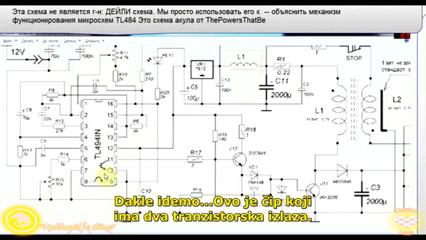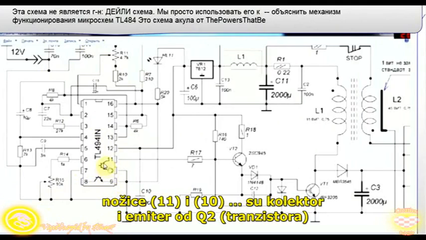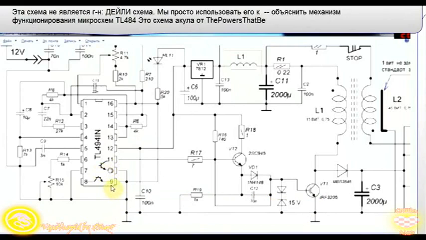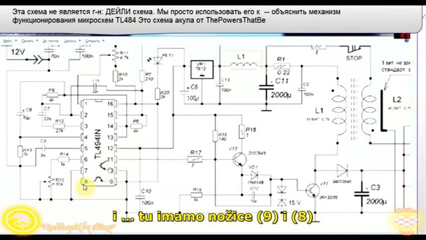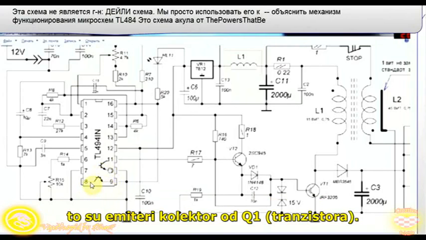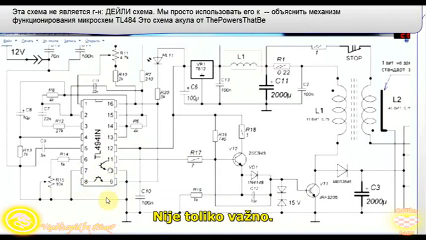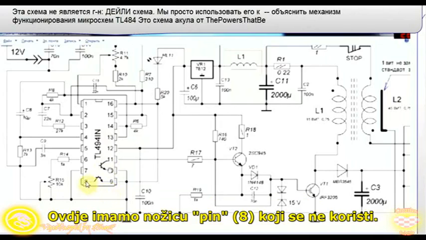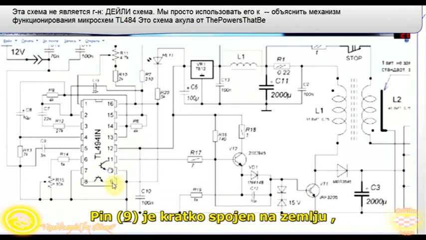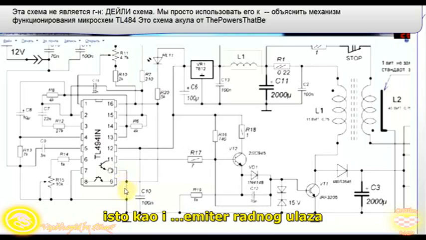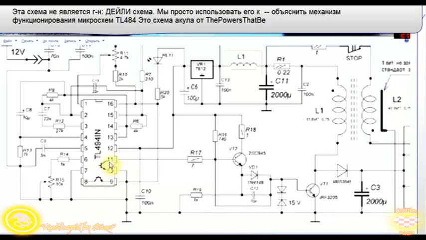This is a chip. You have two transistors. There are two outputs. 11 and 10 are the collector and emitter of Q2, and we have 9 and 8, the emitter and collector of Q1. This particular schematic that I'm not gonna touch, it's not important. We have 8 not being used, 9 is being shorted to the ground exactly with the emitter of the working output.